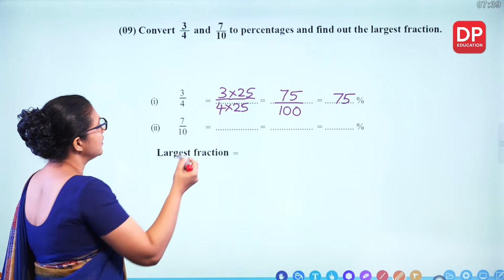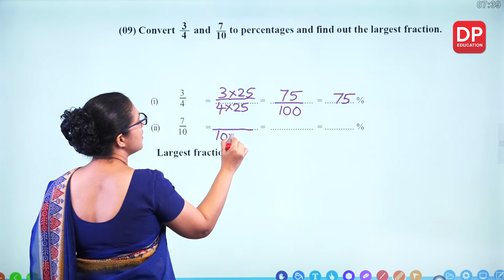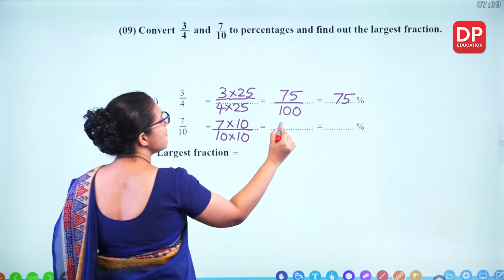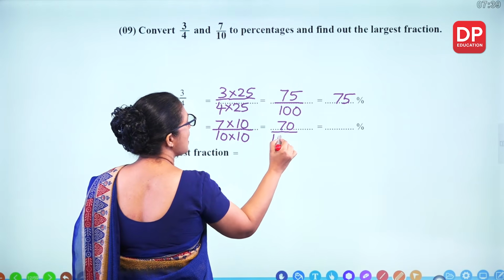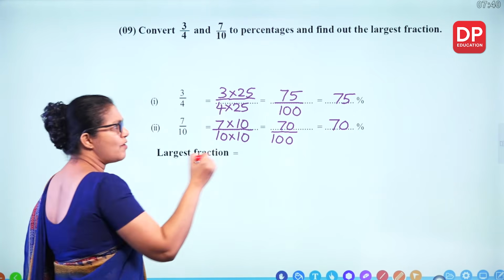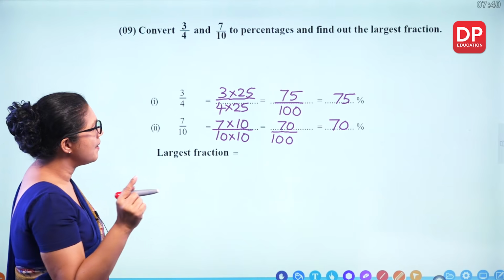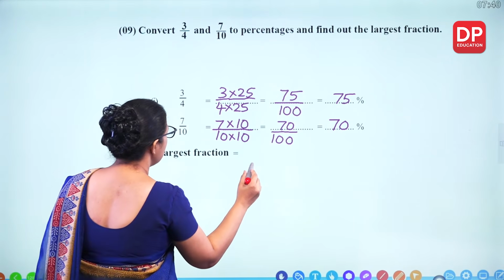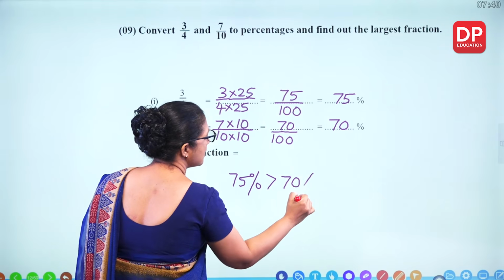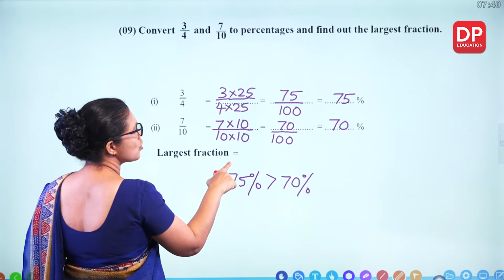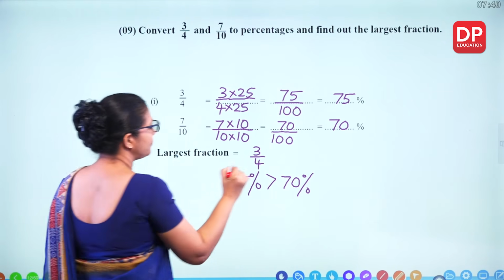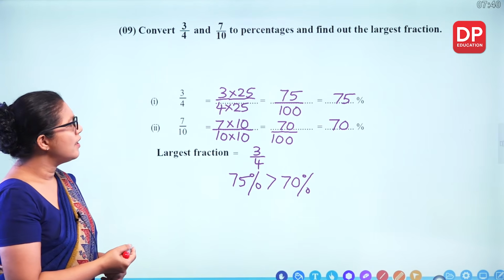7 over 10. 10 is in the denominator. Convert to 100, that means multiply by 10. 7 times 10, 70. 10 times 10, 100. So what's the percentage value? 70%. Now you can compare which one is bigger. 75 is bigger than 70%. So that means the largest fraction is 3 over 4.